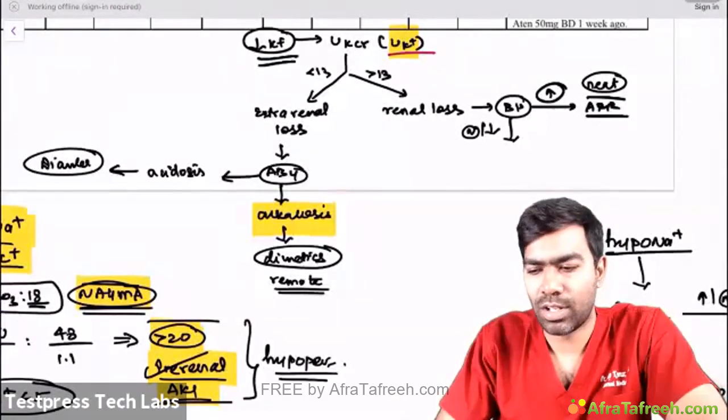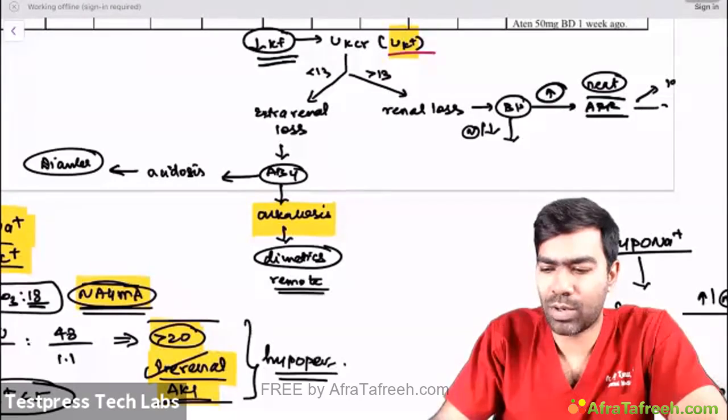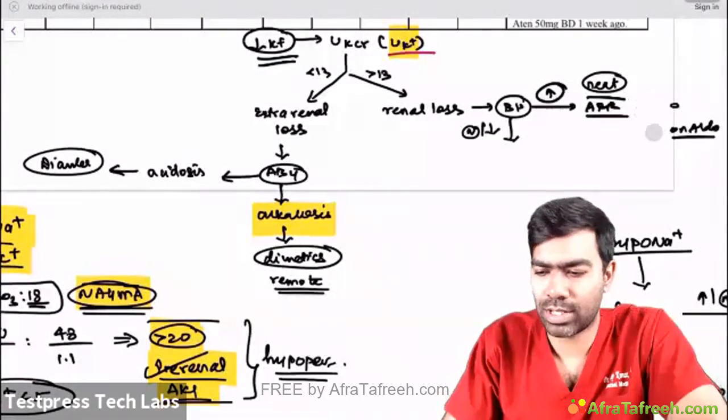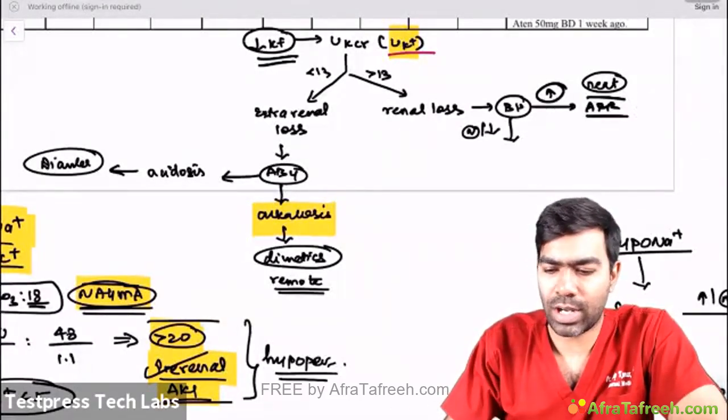Based on that, you will divide into whether it's a primary hyperaldosteronism or secondary hyperaldosteronism or a non-aldosterone mineralocorticoid excess, the details of which we discussed yesterday itself, so I'm not going to discuss again. Based on that, you can divide.